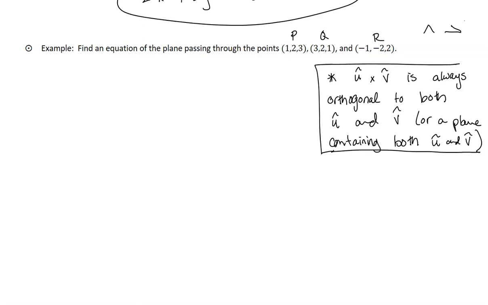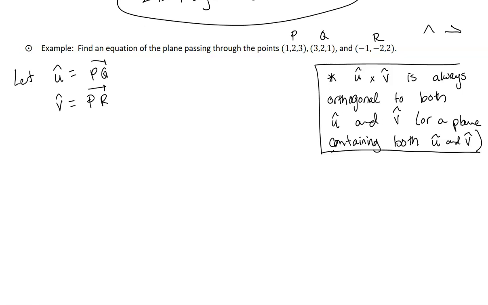Okay, so that's great, but we need a u and a v. So I have three points, P, Q, and R. I'm going to choose to let u be the vector from P to Q, and I'm going to let v be the vector from P to R. This is just an arbitrary choice. You could choose QR. It doesn't really matter as long as they're not the same exact vector or opposite directions. You want them to be two separate vectors if at all possible.